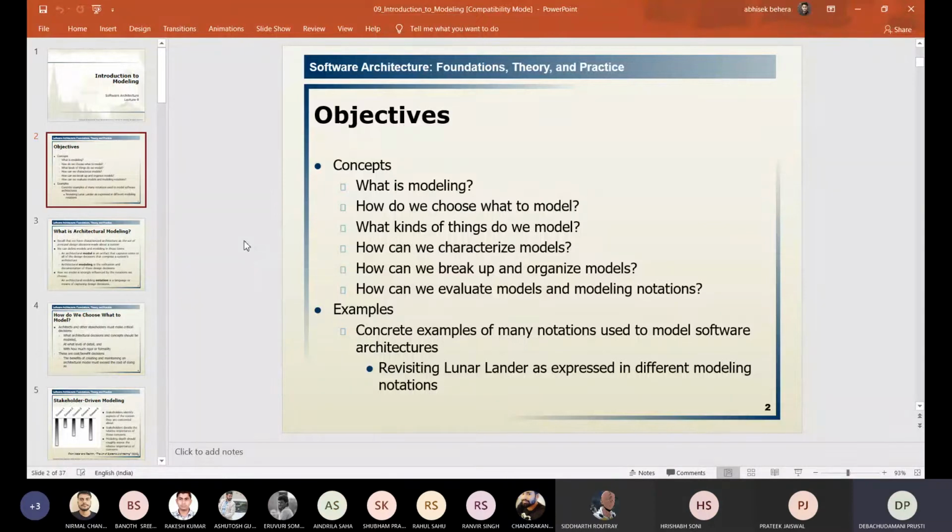Okay, it is introduction to modeling, and the main objective is to cover the basic objective of modeling and how to do a model, types of model, their characteristics, how they are organized in architecture, and how we will evaluate a model by using the modeling notations in the architecture.